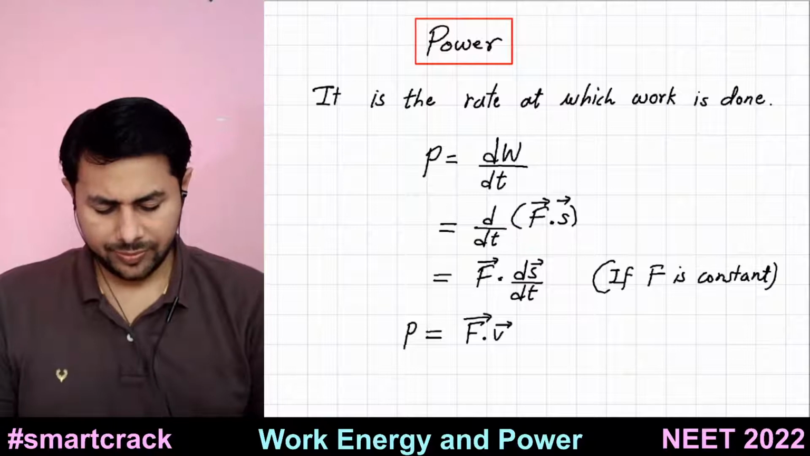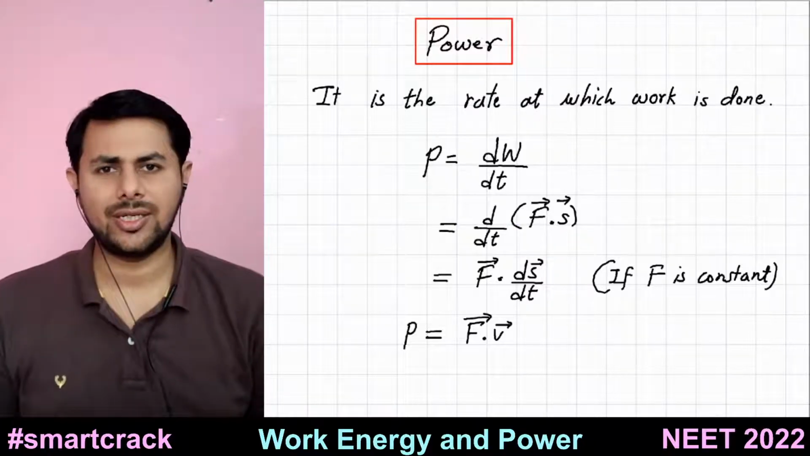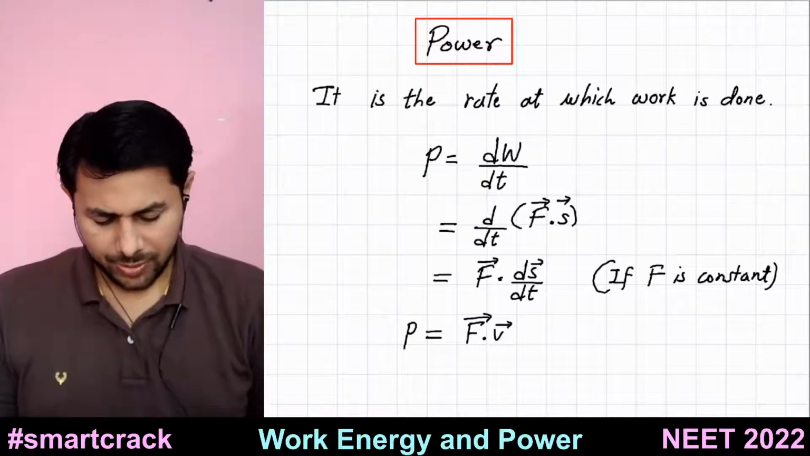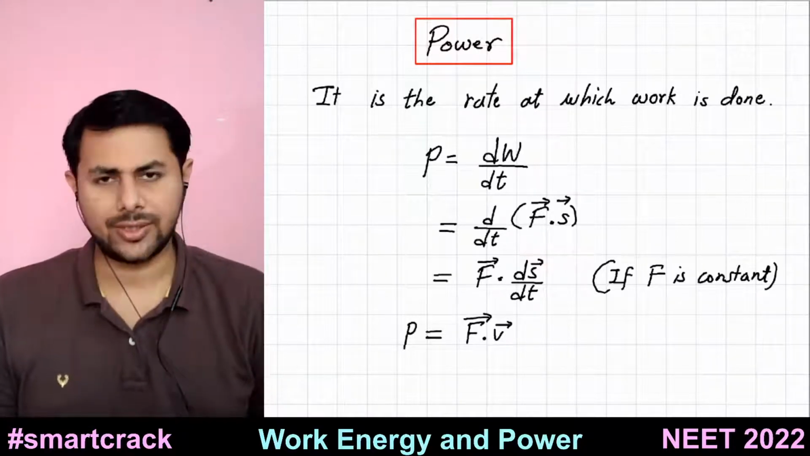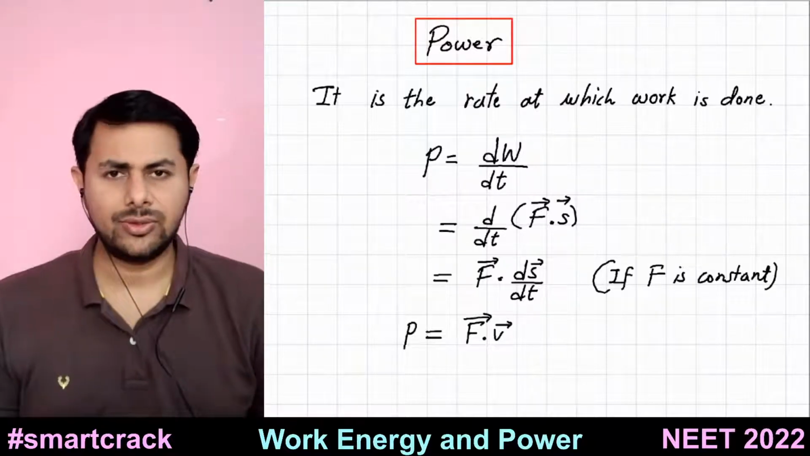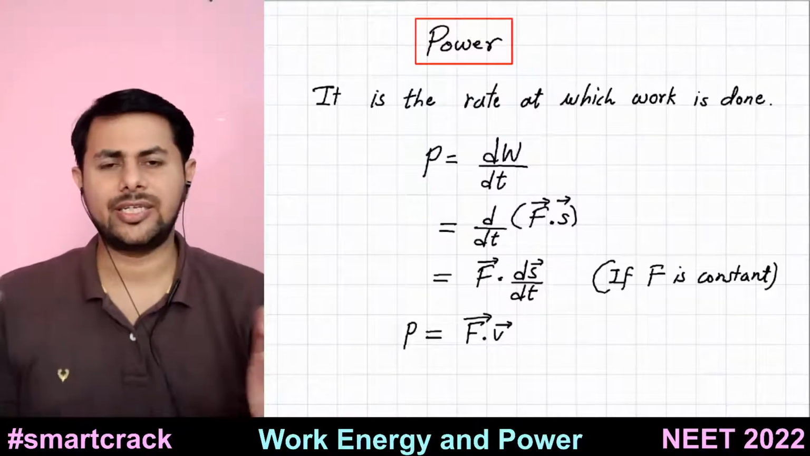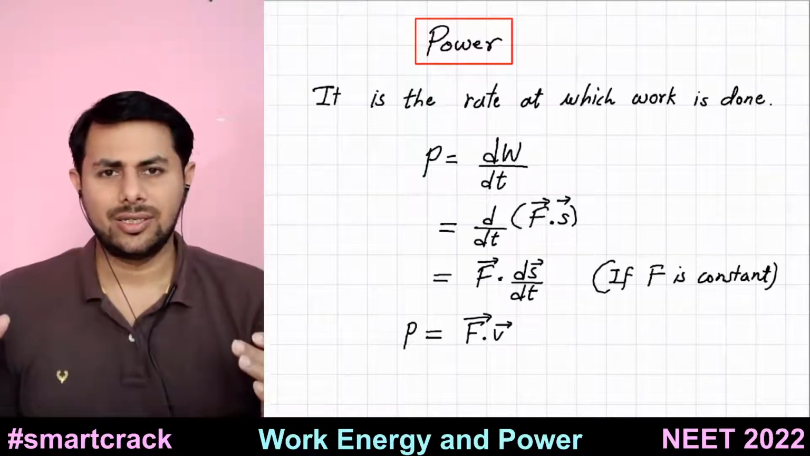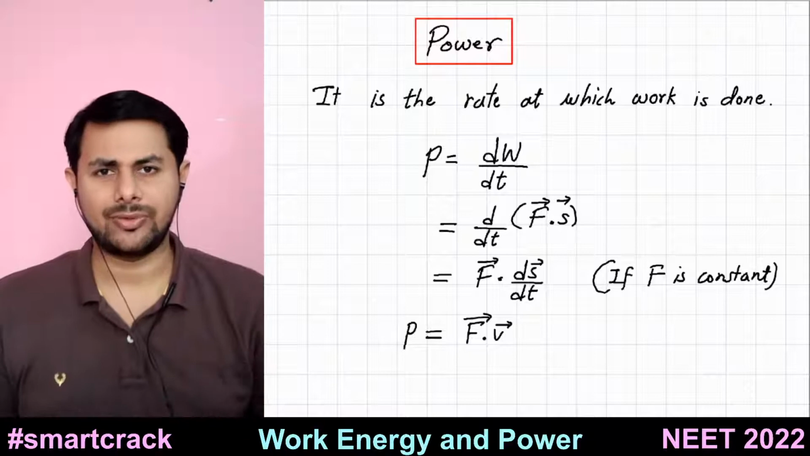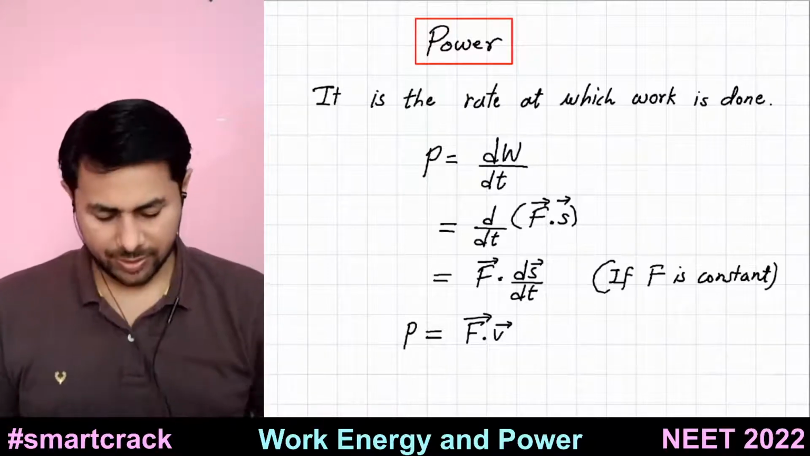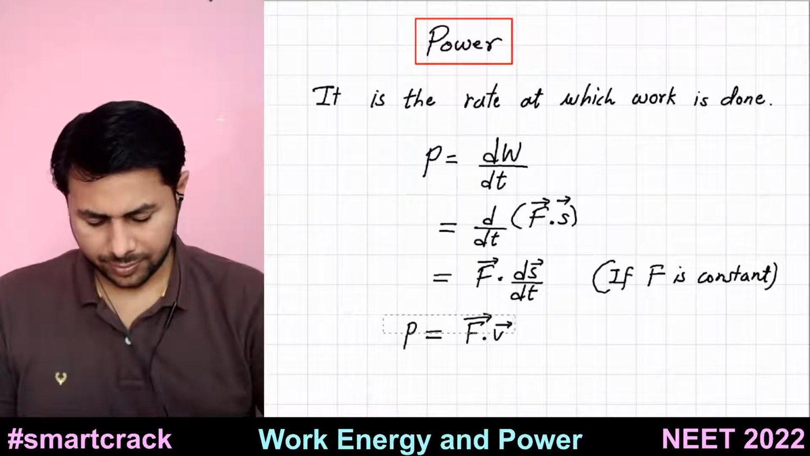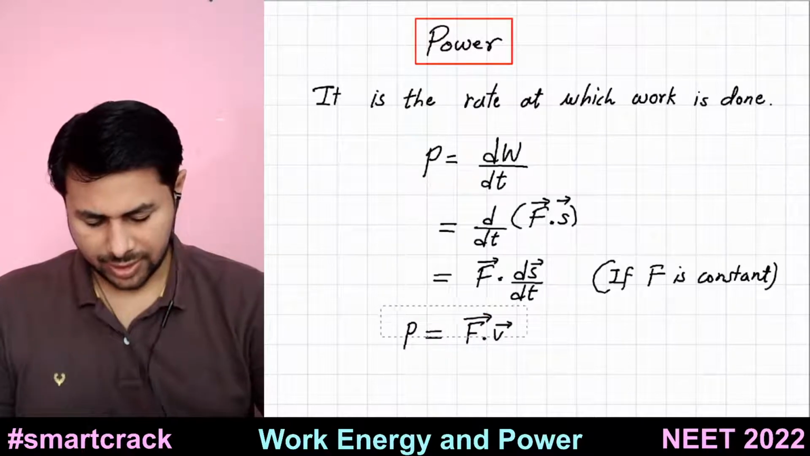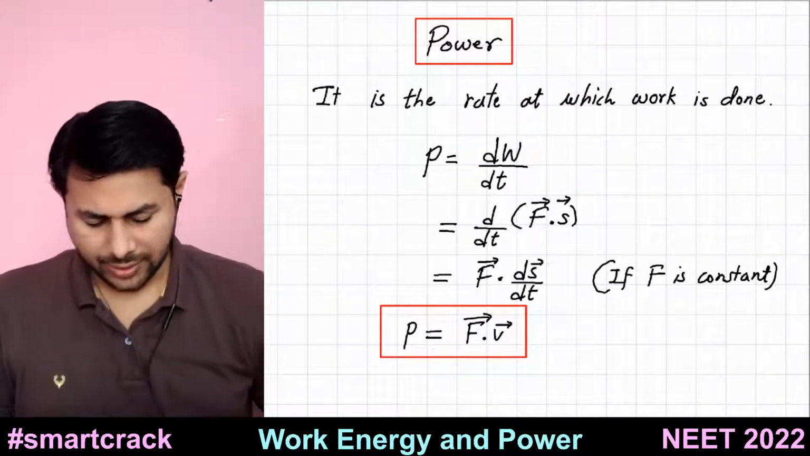So it is the derivative of F bar dot s bar, because work done is equal to what? Force into displacement, the dot product of the force and displacement. So if you take this derivative, what will you get? If force is constant, then you can take the force outside of the derivative, and it's equal to F bar dot ds bar by dt. What is ds bar by dt? It is change in position with respect to time. Okay, or you can say it is displacement with respect to time, so it is velocity. So this is another formula for power. The instantaneous power is equal to what? It is the dot product of force and velocity.